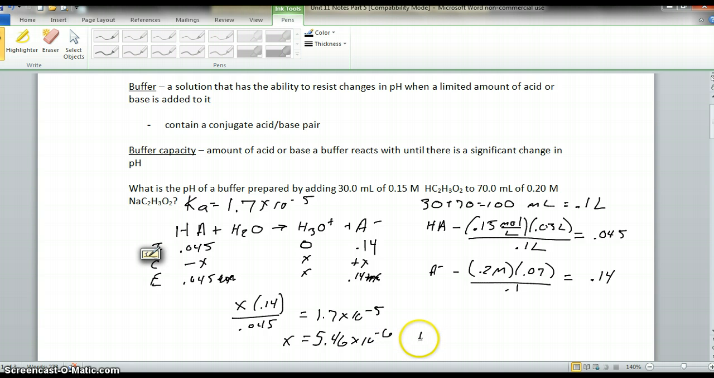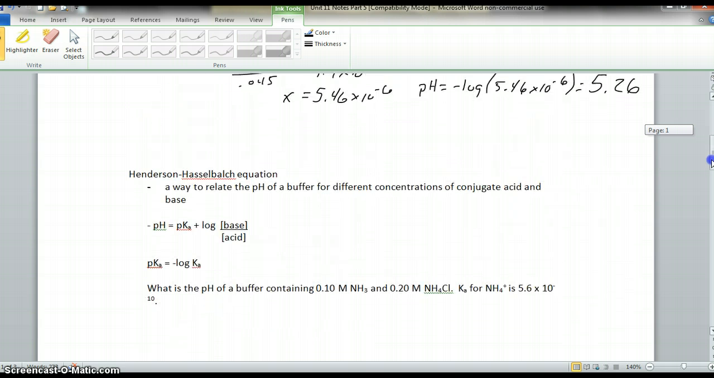So then you can plug it into pH equals the negative log of that value, and solve, and it's 5.26 as your pH. The big new step here is just the solving for the concentration part before you plug them in, because you're mixing two volumes.